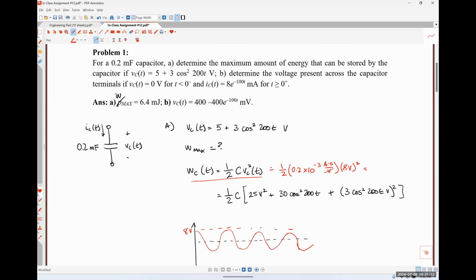When we plug all of those numbers in, let me grab a calculator really quickly. We're going to wind up having 0.5 times 0.2 times 10 to the -3 times 8 squared comes out to be 0.0064 or 6.4 times 10 to the -3 joules, which is the exact same thing as 6.4 millijoules.